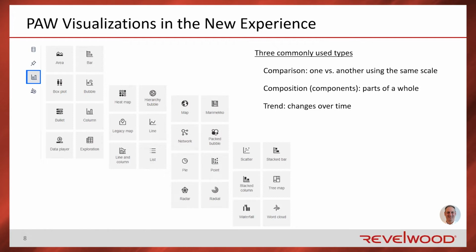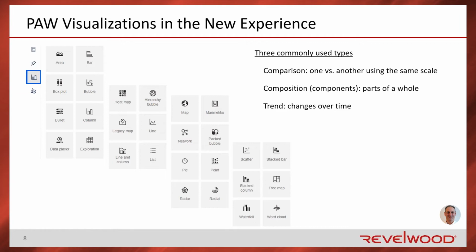If you look back at these visualizations, most of them fall into one of three categories. Comparison. These are where your bar charts and your column charts come into play. I want to be able to look at X versus Y. I want to look at company versus company versus company, department versus department versus department, actual versus budget, something versus another. And that's what we call comparisons.